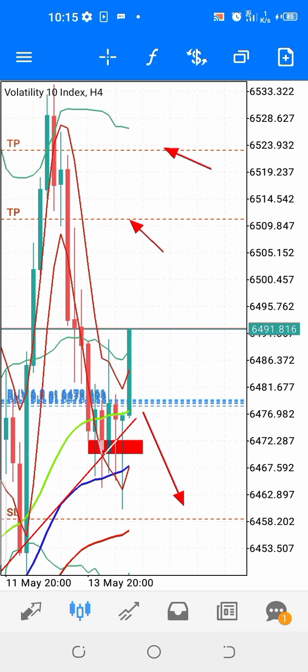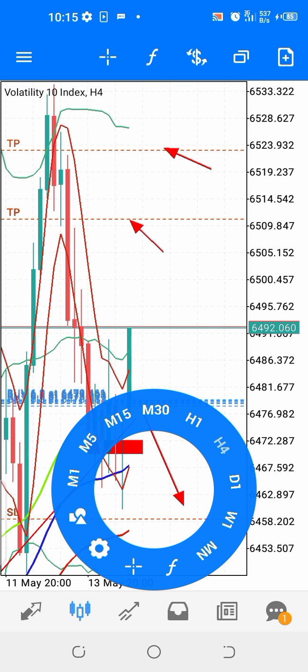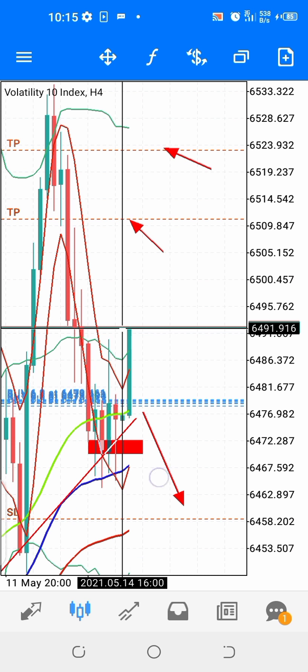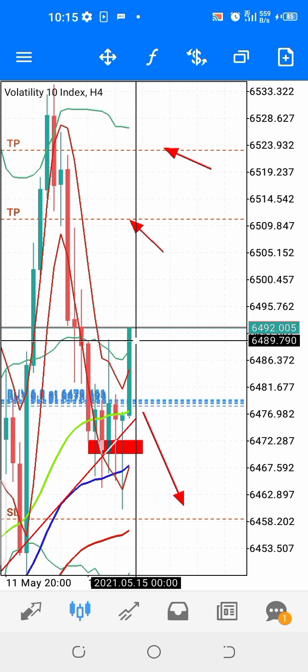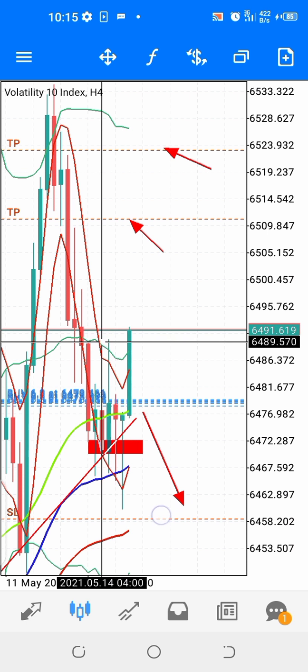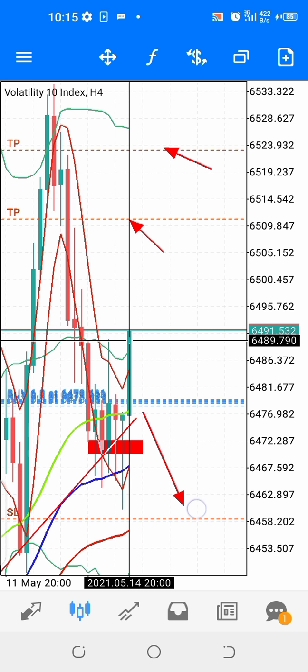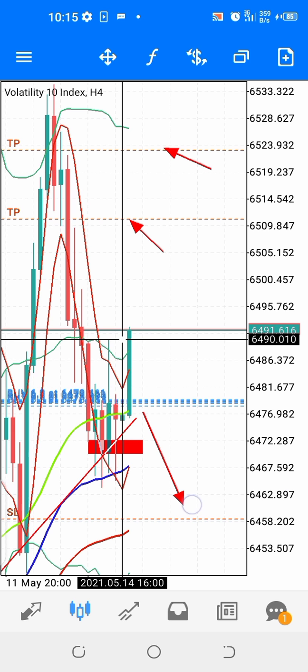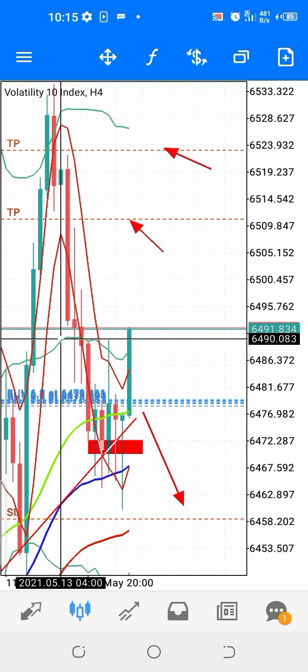Looking at the date, you can see the date. This is a recent trade. This trade is today, the 14th day of May. So this trade is recent. This is the trade for today, the 14th day of May, so we can see the progress of this trade.